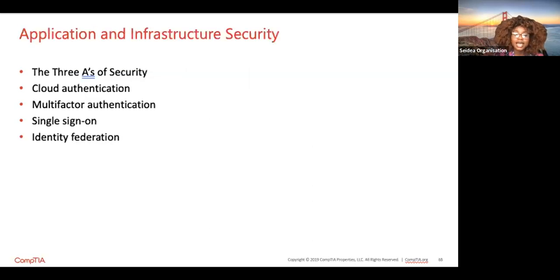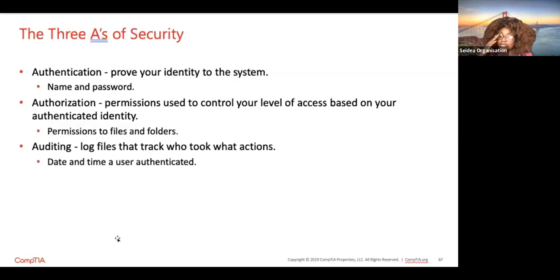So we're now going to look at application and infrastructure security. If you remember, I said earlier about the 3 A's of security. We're going to discuss that. We're also going to look at cloud authentication, multi-factor authentication, single sign-on, and also identity federation. When we are looking at the 3 A's of security, we're looking at authentication, which is how do you prove your identity to a system? This can be entering a username and password to access your email account, which we all do every day.